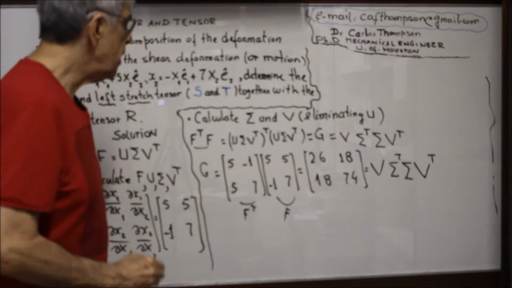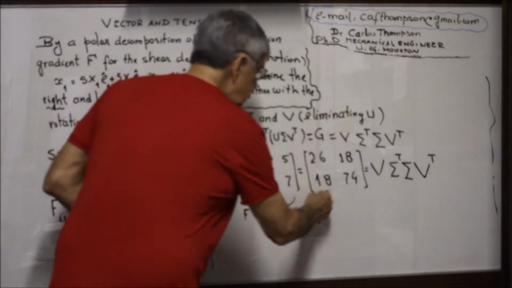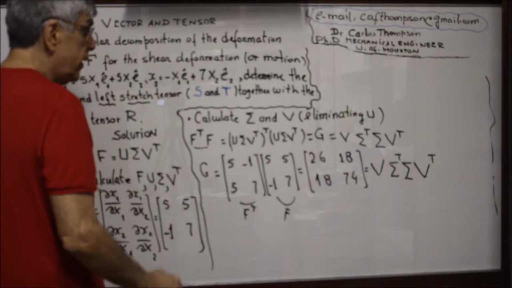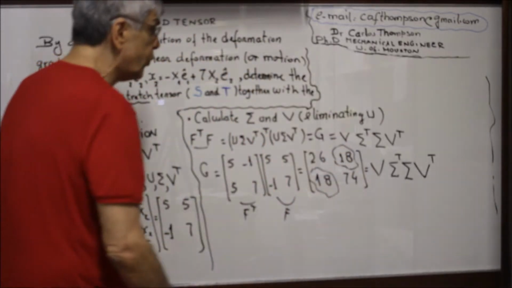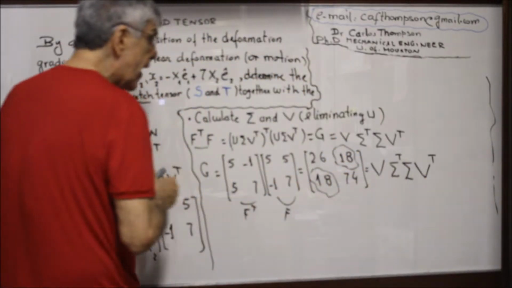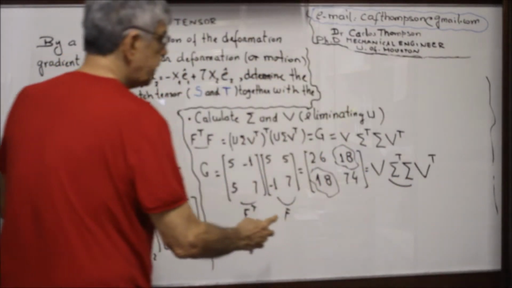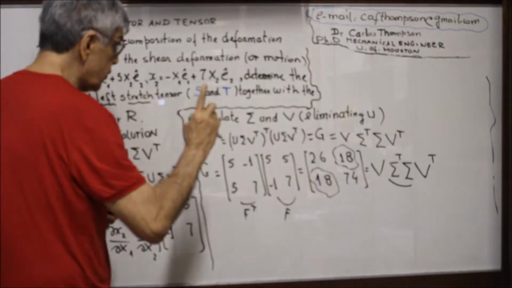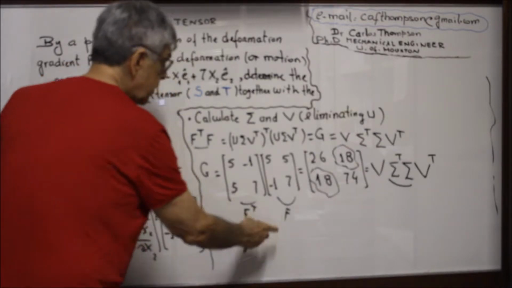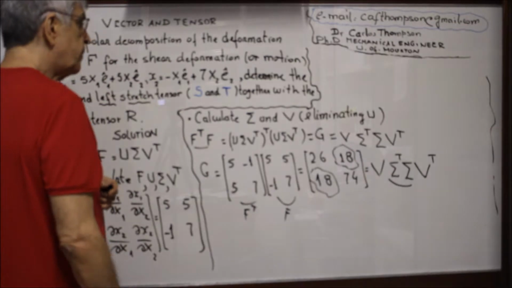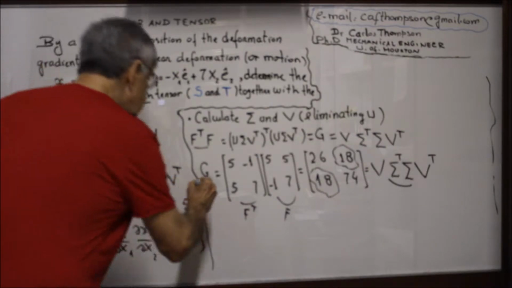If you multiply, we obtain 26, 18 for the first row, and 18, 74 for the second row, and observe that this matrix is symmetric. The matrix sigma transpose sigma here is a diagonal matrix of the eigenvalues, attention, the eigenvalues of G, which is F transpose F. And the columns of V are the eigenvectors of this matrix G.